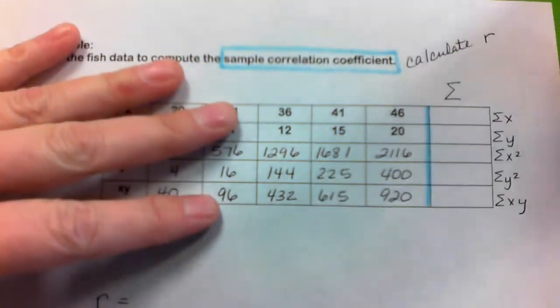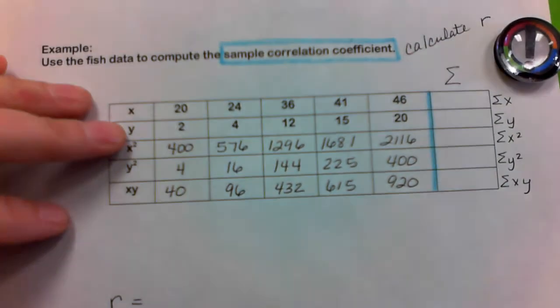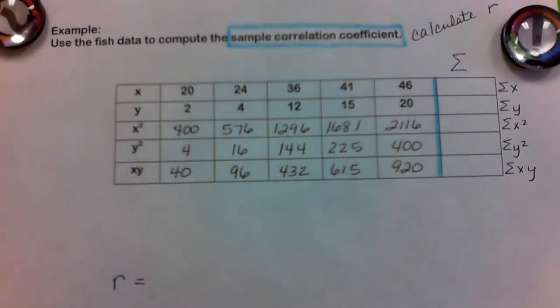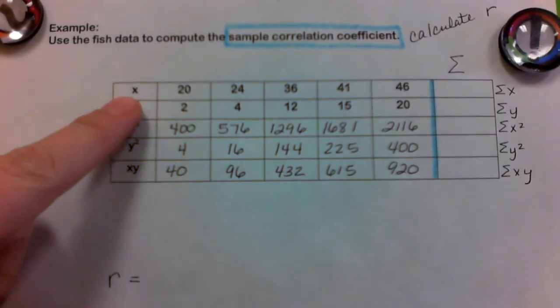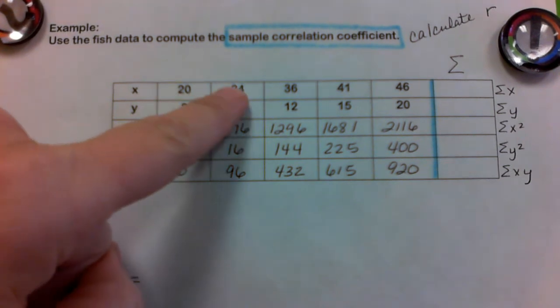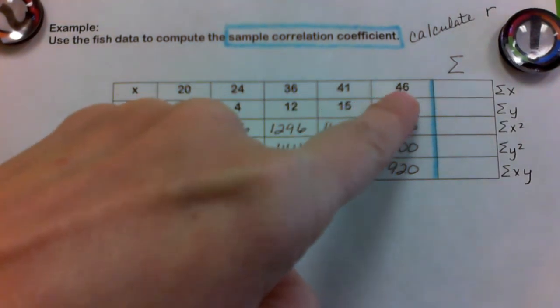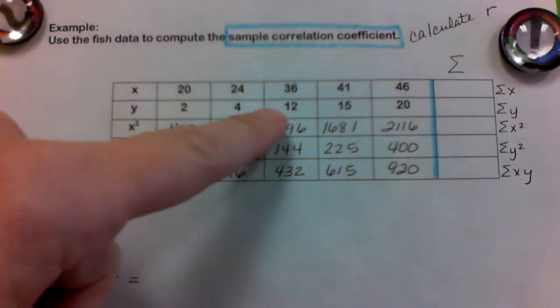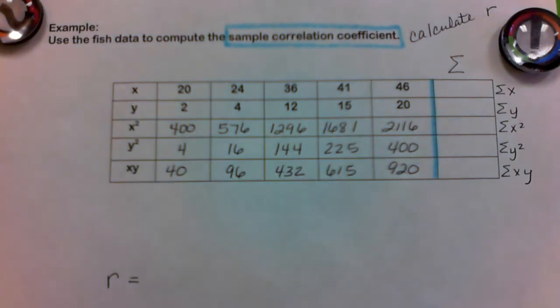On your next page of notes, you're going to see a table. And this table is extremely helpful in calculating R. Now, I've already filled in some of the numbers, but I want to show you where those numbers came from, okay? Here are the x values. This is 20 inches, 24, 36, 41, 46. That was given from the sample on the first page of notes. Here are our y values, 2, 4, 12, 15, and 20, okay?